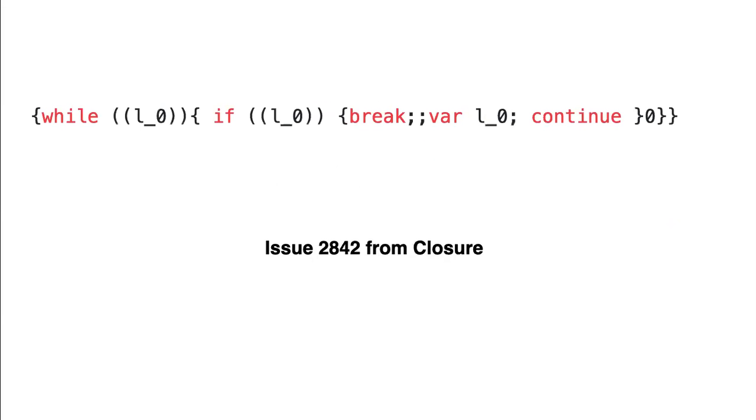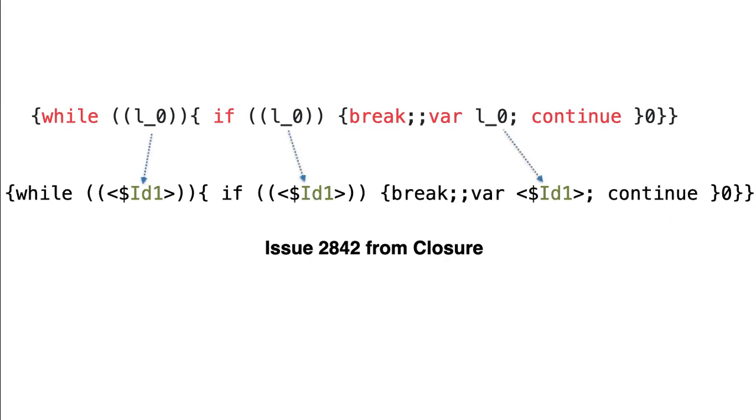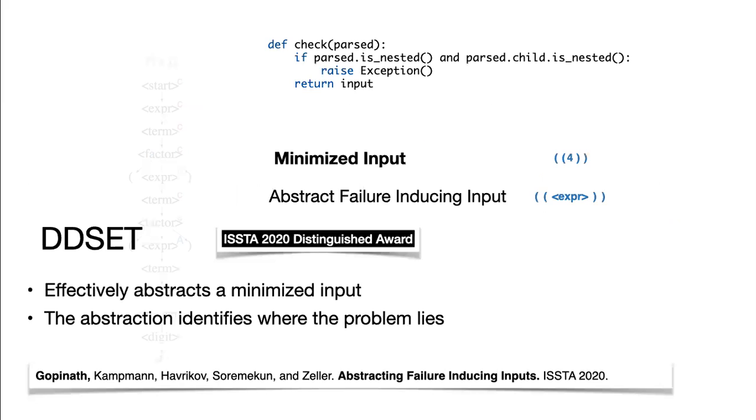And this issue 2842 from Closure. Again, the variables are required to be the same, and they are all required to reproduce a failure. So, DD set is able to effectively abstract a minimized input that tells us where the problem lies.